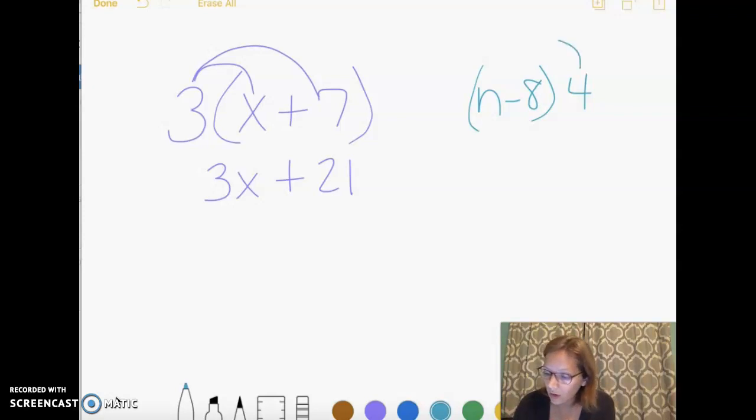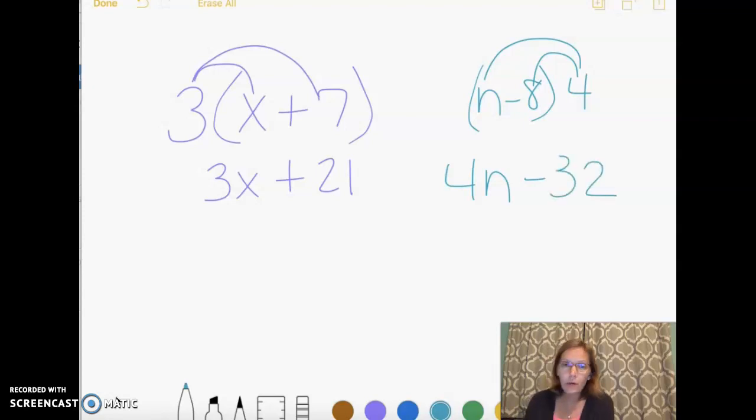But I'm going to do the same thing. I'm going to draw a line. 4 times n is 4n. And then draw a line to this number. 4 times a negative 8 or a minus 8 is going to be minus 32 or negative 32. Okay? That's all there is to it.